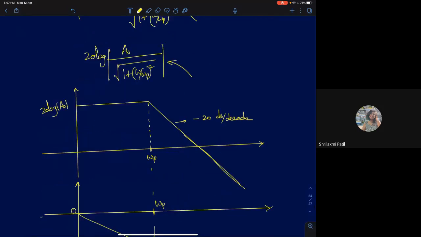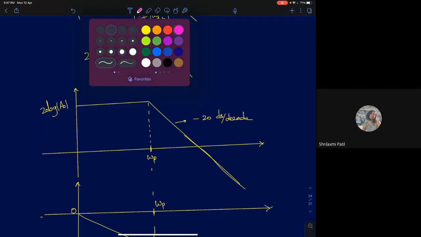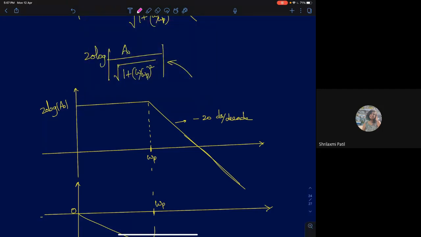So Bode plot is a straight line approximation to a nonlinear function. So it's also called an asymptotic plot. Why is it called an asymptotic plot? Where does it really match the actual plot, which is a plot of this function? It is close to that, but it only matches it asymptotically.